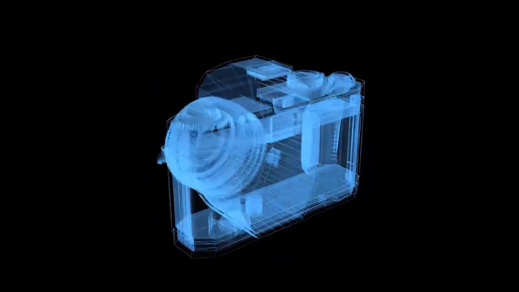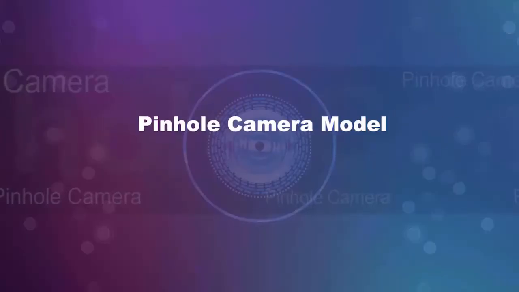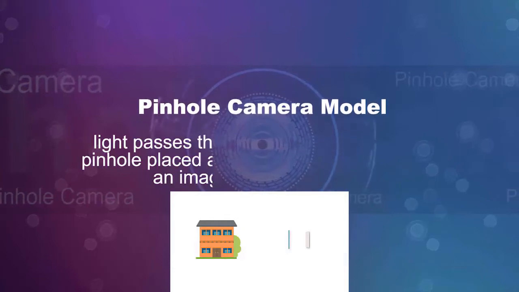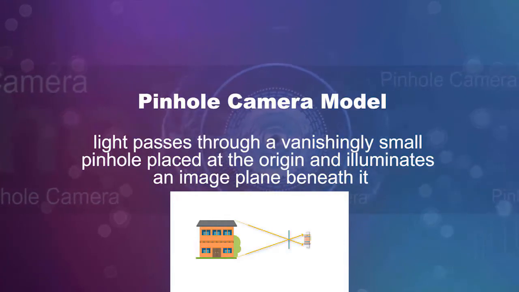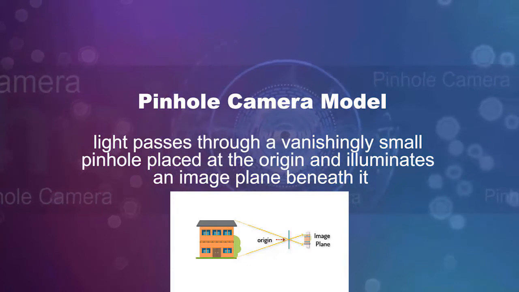The counterpart for the human eye in computer vision is a camera. There are many variants of a camera which differ in the lens configurations and image sensors. The most basic camera model is the pinhole camera model. In this model, conceptually, all light passes through a vanishingly small pinhole placed at the origin and illuminates an image plane beneath it.